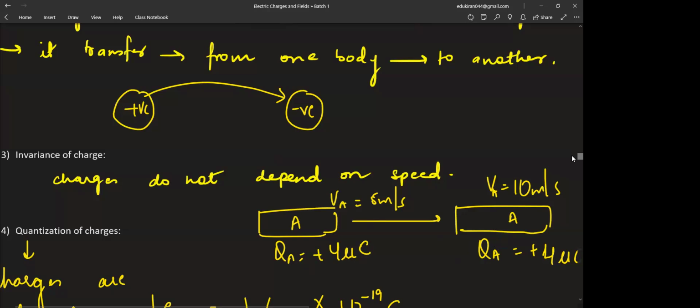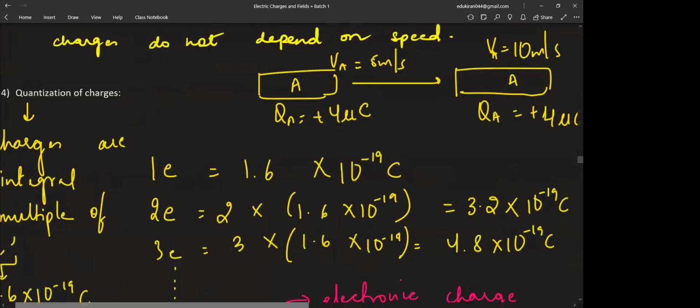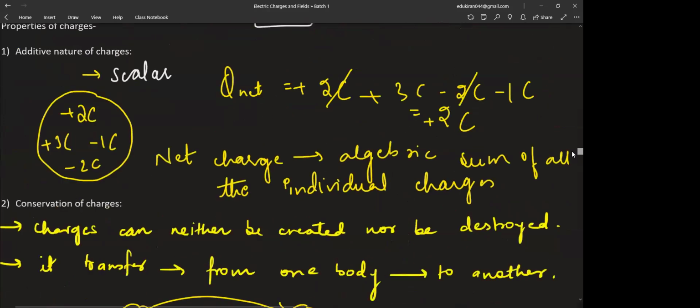Lastly, we have the quantization of charges, which is extremely important. Pay attention to this one. Or do one thing, write down till here. Then I'll discuss the fourth one properly. Fourth property is very important.